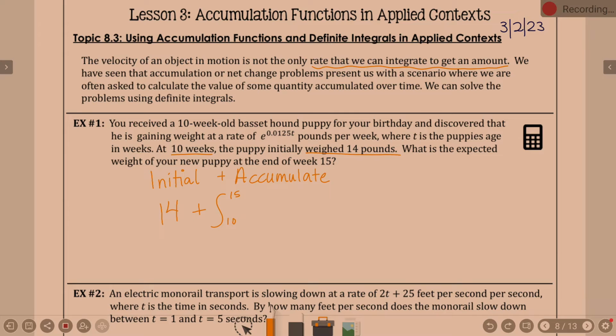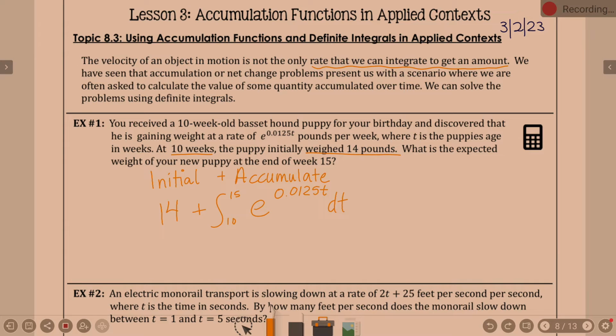And what is the rate that we are accumulating this weight at? E to the 0.0125 t dt. And that's the problem you're doing, guys. Okay? Now, yeah, you can use the calculators if you want. And again, I've gone back and forth on these. This one you could do by hand, but with the decimal, I'd still end up having to use the calculator in e. I'd have to use the calculator anyways.